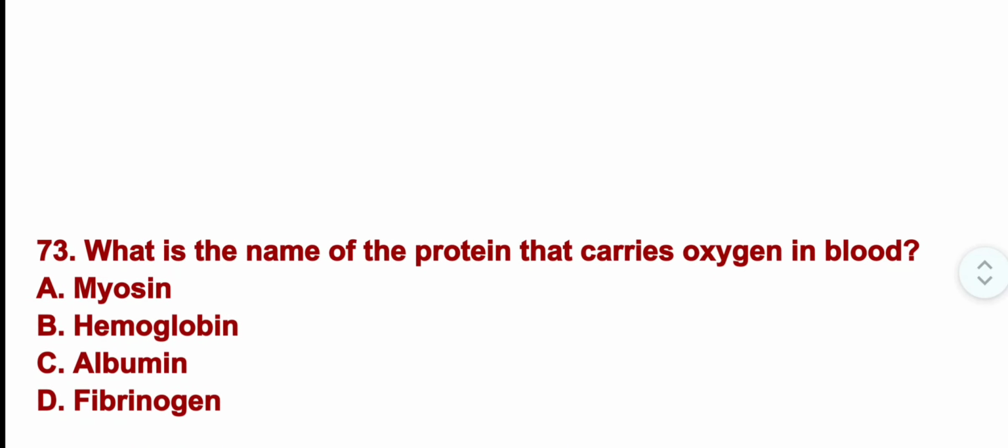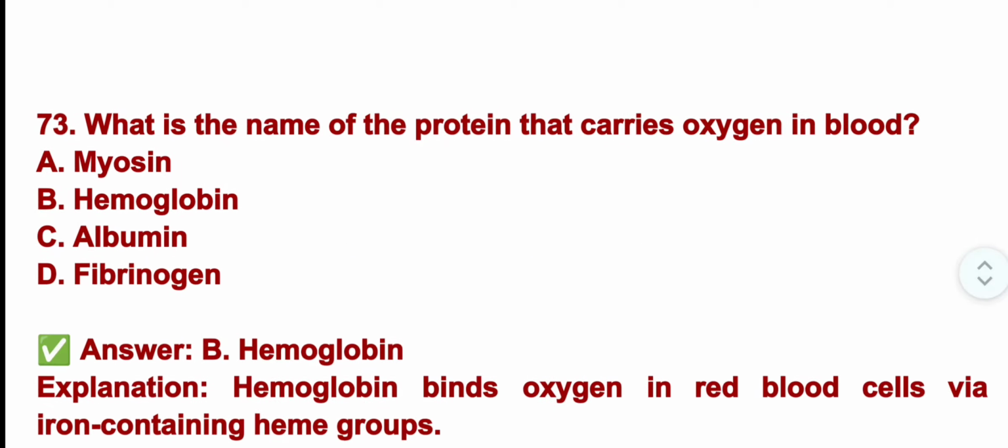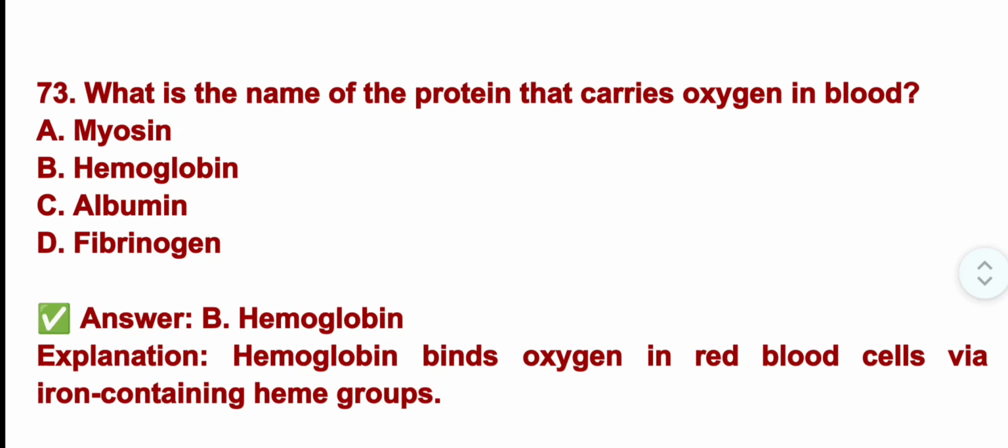Question number 73. What is the name of the protein that carries oxygen in the blood? The correct option is option B, hemoglobin. Hemoglobin binds oxygen in red blood cells via iron-containing heme groups. Due to hemoglobin, the blood is red in color.